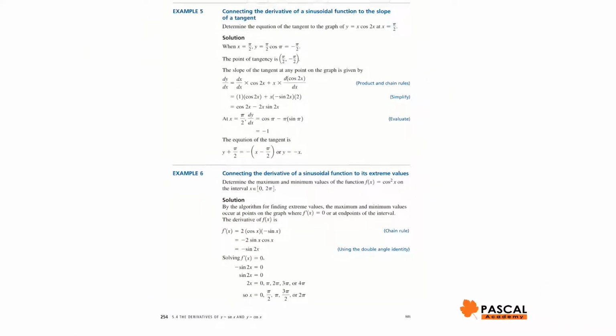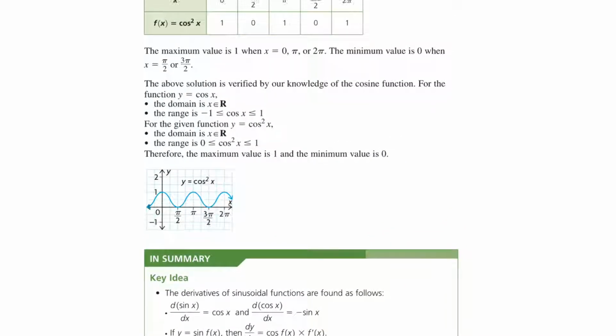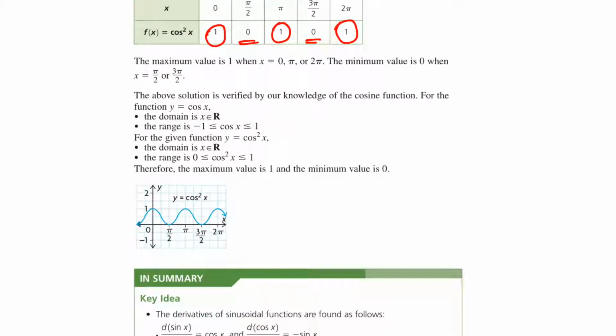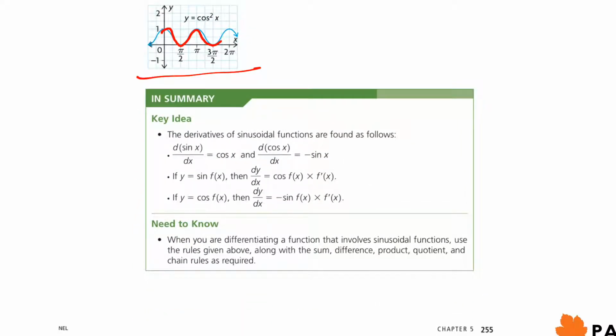Then we plug these numbers into the function, and we'll see the maximum of the function is 1 when x is 0, pi, or 2 pi, and the minimum of the function is 0 when x is pi over 2 or 3 pi over 2. The graph of cosine squared of x is in this diagram.